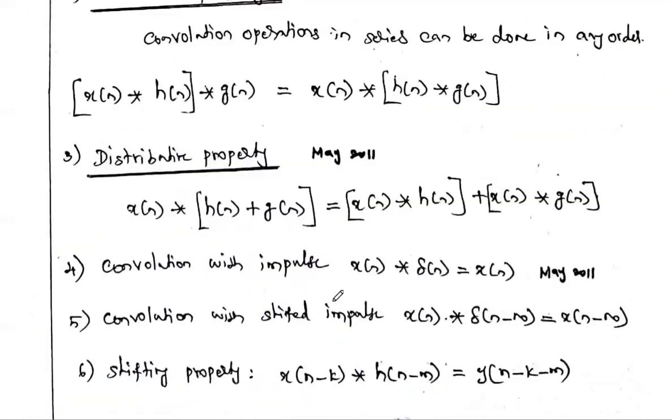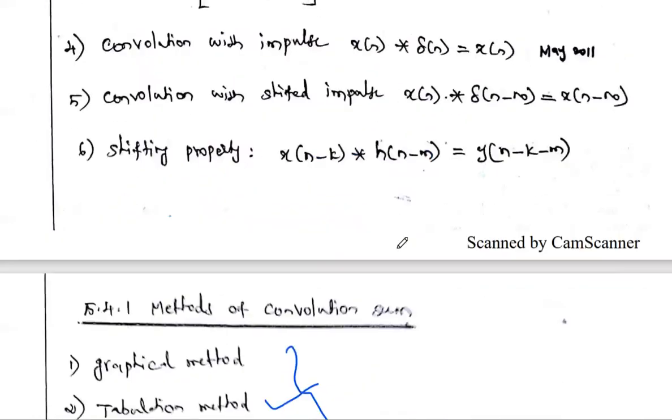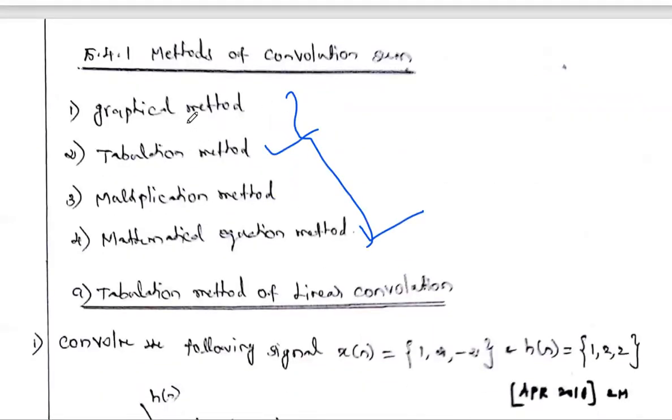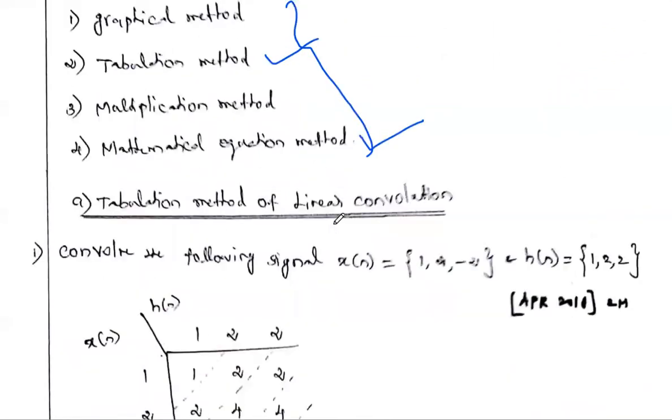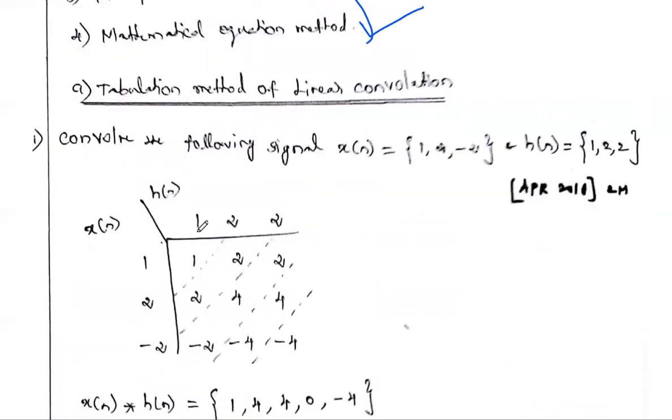The mathematical equation method means using the convolution formula: we substitute the x of n value and h of n value and find out the y of n. Now in this video we are going to see the tabulation method, using which we solve the convolution sum problem. It's a very simple method. This question may be asked as a 2 mark question, and sometimes as a big question also.